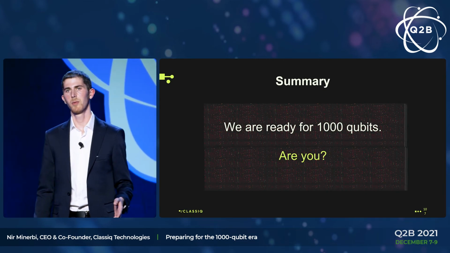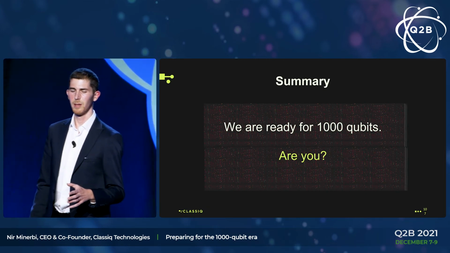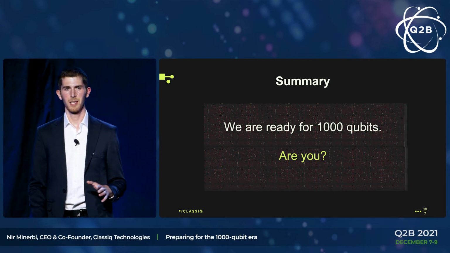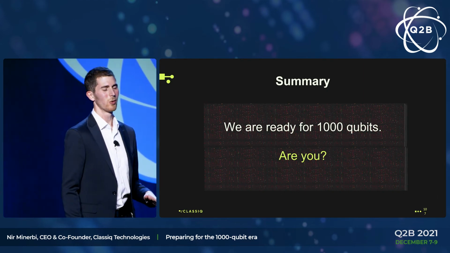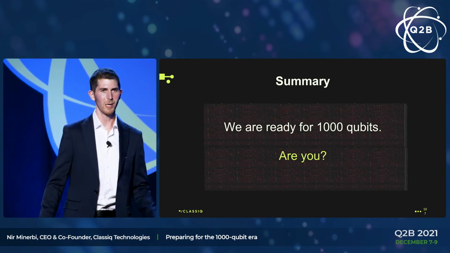This is the time to start preparing for building complex circuits. It's really fun to optimize 7 and 12 qubits, but soon it won't be enough. And basically that's what we do.